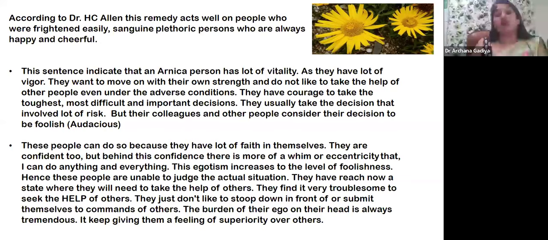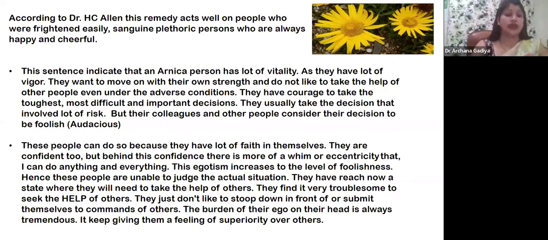It was a risk, because the person already has a fracture. If he tries to get up on his own, he may get a tear or some muscle injury. But he was ready to take that risk, but not ready to take help from the neighbor. Their colleagues and other people consider their decision foolish. If we come to know about this, we feel, what a foolish person he is, why is he behaving like this? But he says, no, I'm okay, I'm fine, nothing is the matter with me.